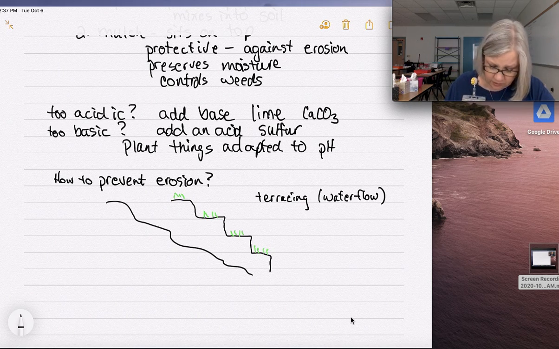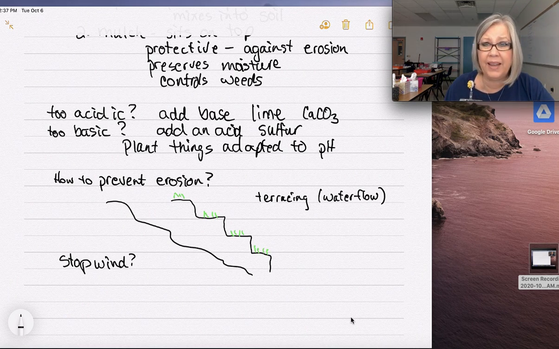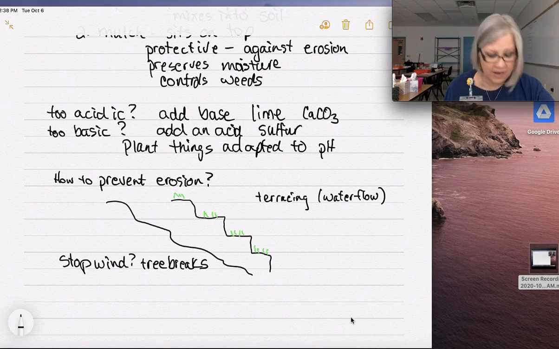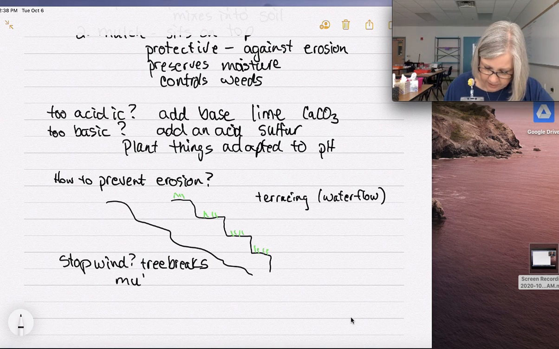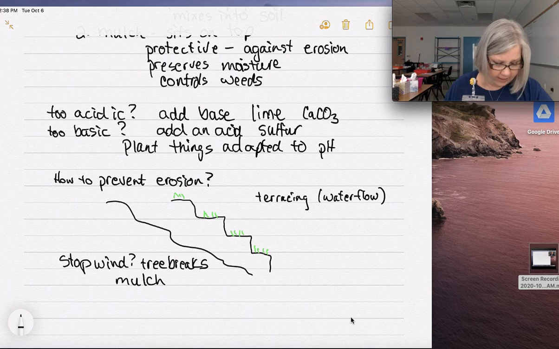All right, water flow is one of the big concerns. Another thing you can do is there are wind, right? How do we stop wind? Well, we can do things like plant tree breaks. So in other words, the trees are going to slow the wind down so they can basically act as a big barrier. We can mulch, right? So we've already talked about that, how you can just put some mulch down, and that's going to keep the wind and the water from carrying your soil away.